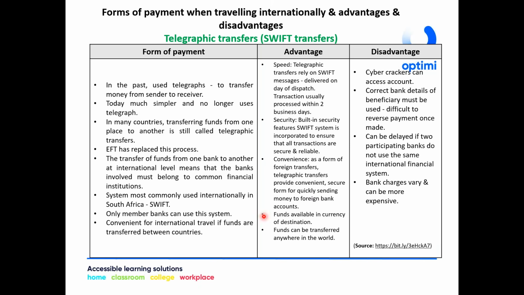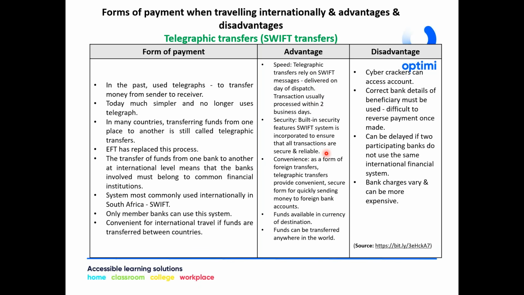What are the advantages of this form of payment? Speed is involved. In other words, telegraphic transfers only rely on SWIFT messages delivered on the day of dispatch, and the transaction is usually processed within 2 business days. So it's quite fast, this type of payment.